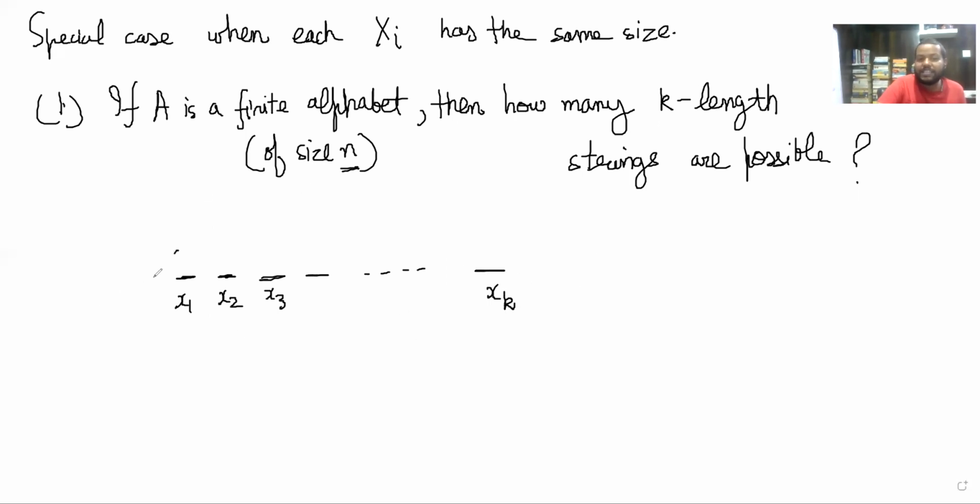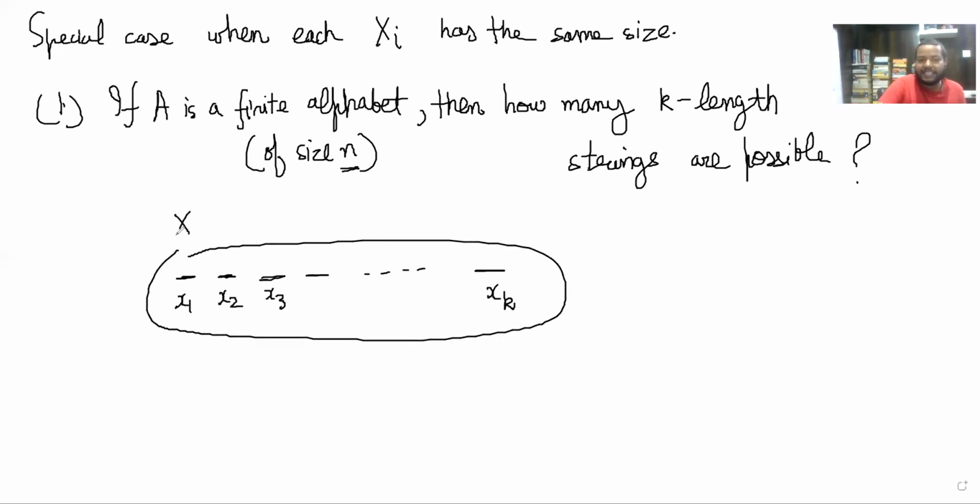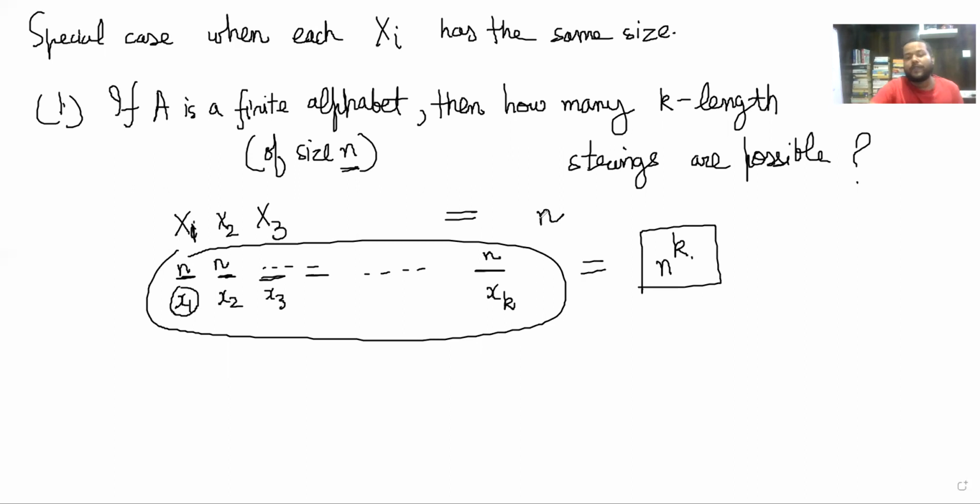So obviously each of the capital Xi's, X1, X2, X3, the sets from which these numbers are supposed to be picked, have equal size. Each of them has equal size. So n possibilities here, n possibilities here, and so on, and n possibilities here. And there are k such products. So when you multiply, it becomes n power k, right? So that is the number of strings that are possible in a finite alphabet of size n. So this is the multiplication principle, and this is the generalized version of the multiplication principle.